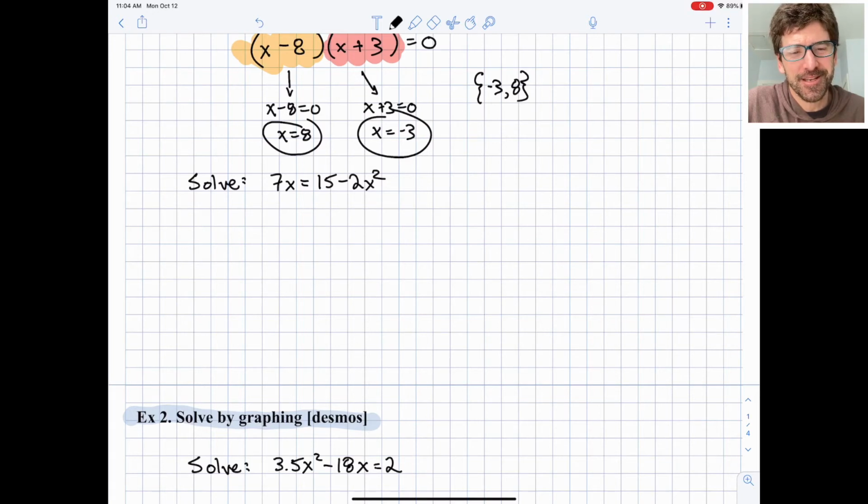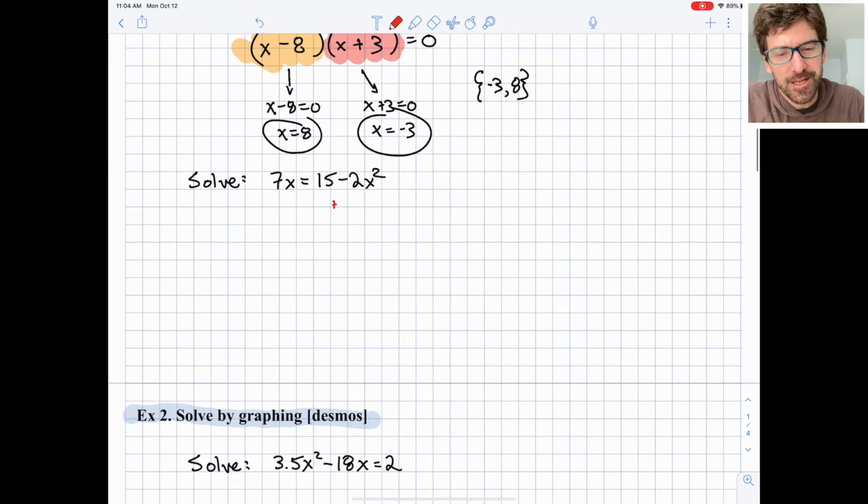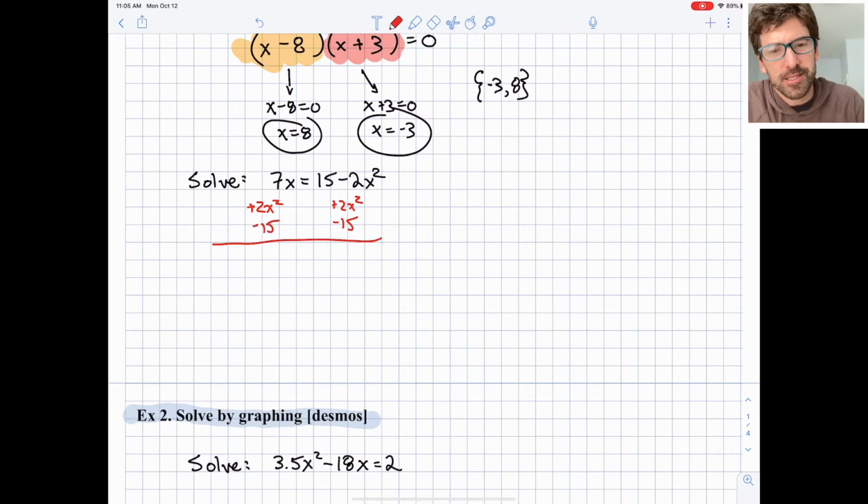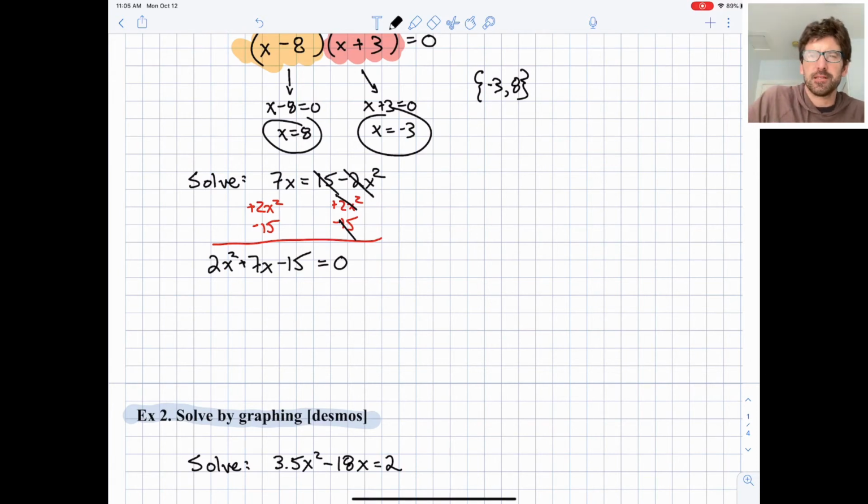So here you can see 7x is equal to 15 minus 2x squared. We don't have anything equal to 0, so let's make some stuff equal to 0. I like getting positive x squared terms, so I will add 2x squared to both sides, and I will also subtract 15 from both sides. What that's going to get us is a bunch of canceling on the right, where everything's going to then equal 0.